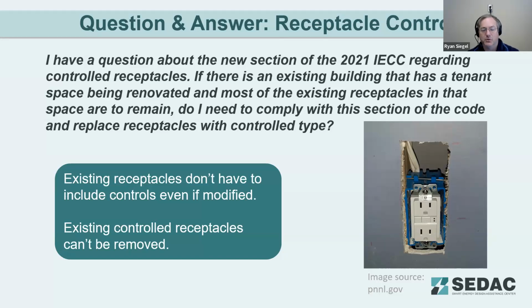However, existing controlled receptacles can't be removed. For those of you who are fairly familiar with Chapter 5, a big item is you cannot make anything less compliant with the code than it was before your renovation. So if you have existing controlled receptacles, you can't remove them because that would be making the building less compliant. So for existing buildings, we're always going to be starting in Chapter 5. With any question we get on an existing building, we always start with Chapter 5, whether it's commercial or residential.